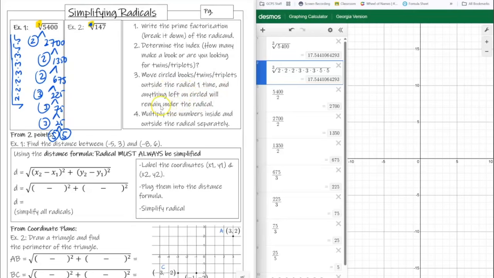And anything left uncircled will remain under the radical. So I'm going to change my color here. For me, 3 cards make 1 book, or I'm looking for triplets. So I need 3 cards or 3 people that look different in their family, but when I take them outside, they look like 1 person. 3 cards make 1 book. Do I see another book? I do. Right here, 3 cards make 1 book. Okay, do I see another book? I do not. Okay, no more triplets left in the house.